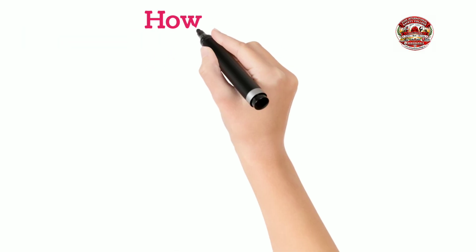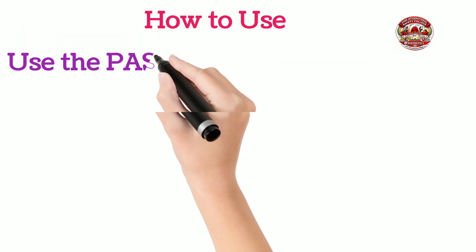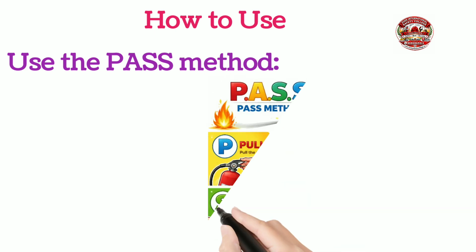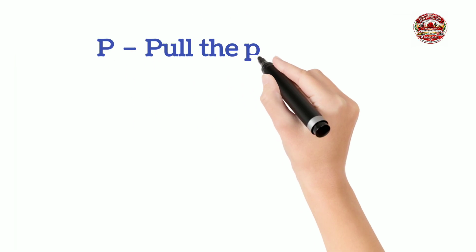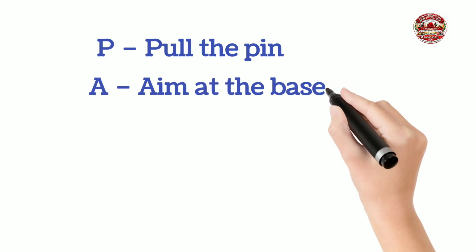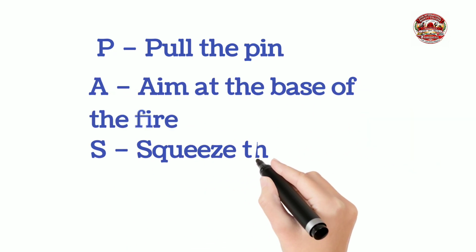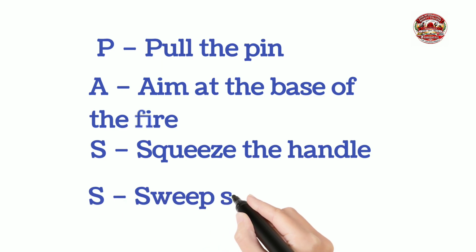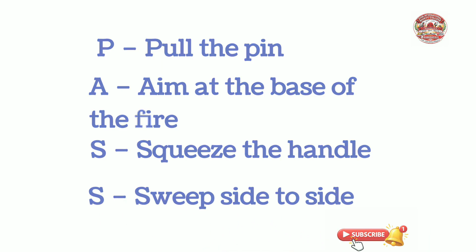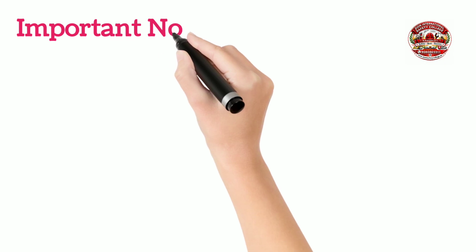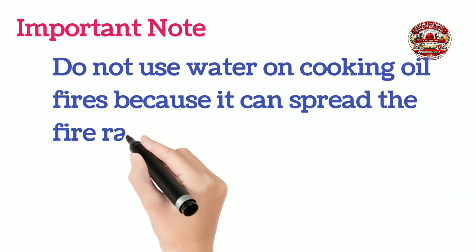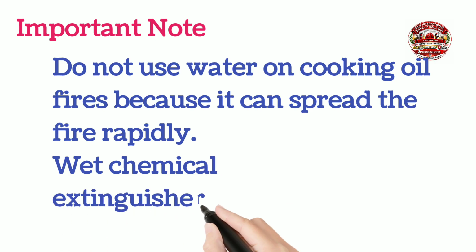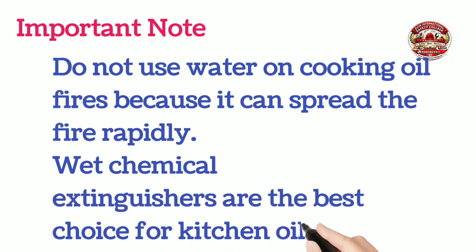How to use. Use the PASS method. P. Pull the pin. A. Aim at the base of the fire. S. Squeeze the handle. S. Sweep side to side. Important note: do not use water on cooking oil fires because it can spread the fire rapidly. Wet chemical extinguishers are the best choice for kitchen oil fires.